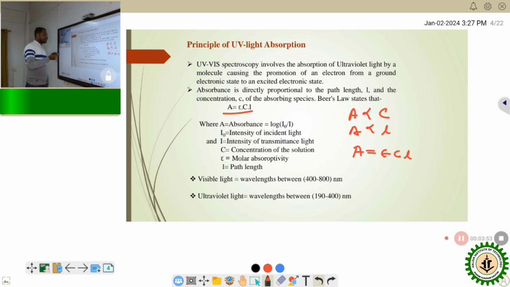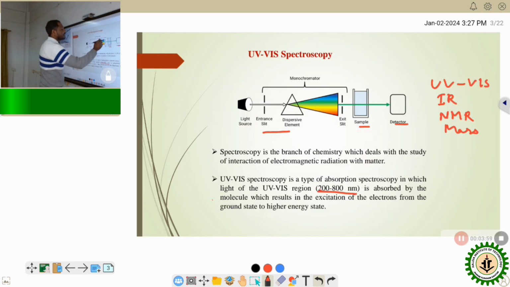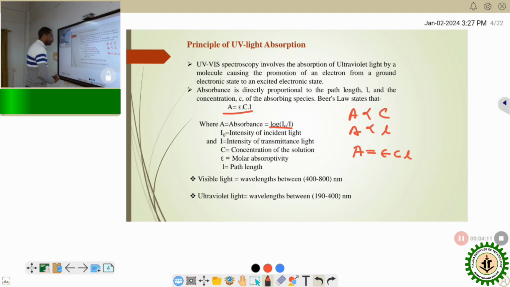And this absorbance is equal to log I0 by I. If the intensity of incident radiation is I0, and after light absorption the intensity of transmitted light is I, then absorbance is equal to log I0 by I, and this is equal to epsilon C L. So this is Lambert-Beer's law. From this equation, you can also calculate the concentration of an unknown solution.